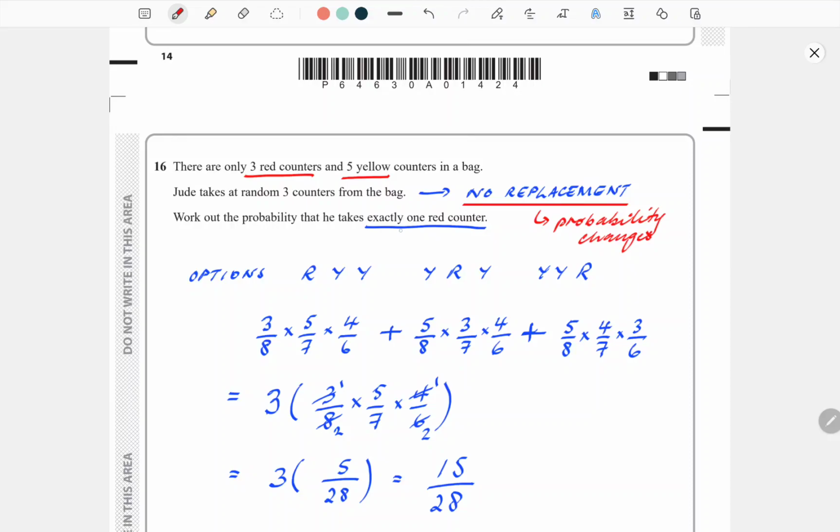The question says, what's the probability that it takes exactly one red counter? So there are different ways of doing this. You can go red, yellow, yellow, yellow, red, yellow, yellow, yellow, red. Must consider all options.